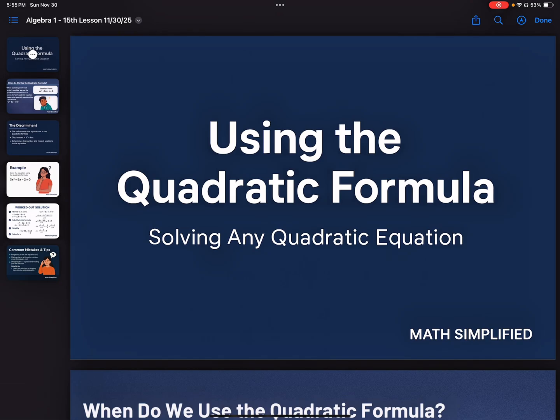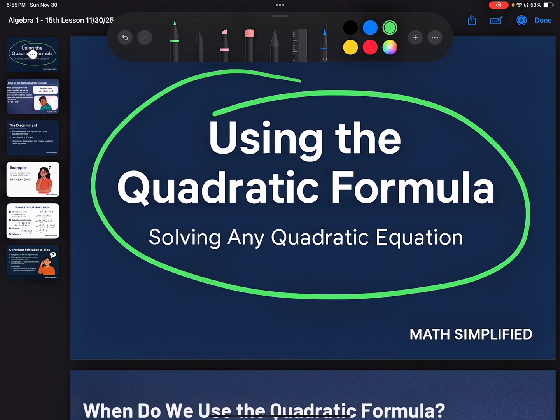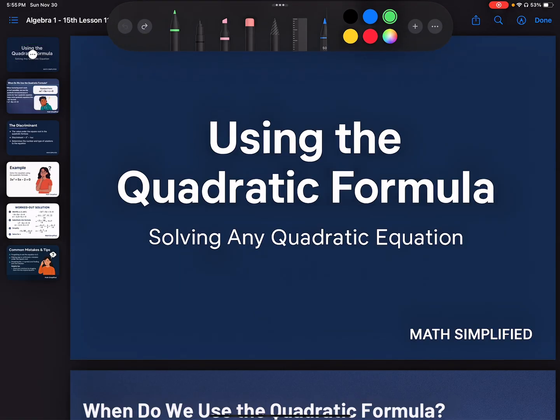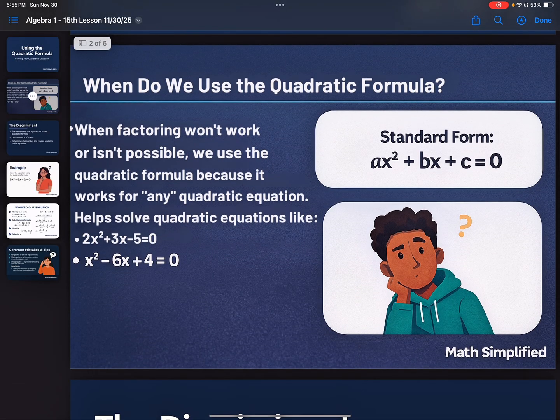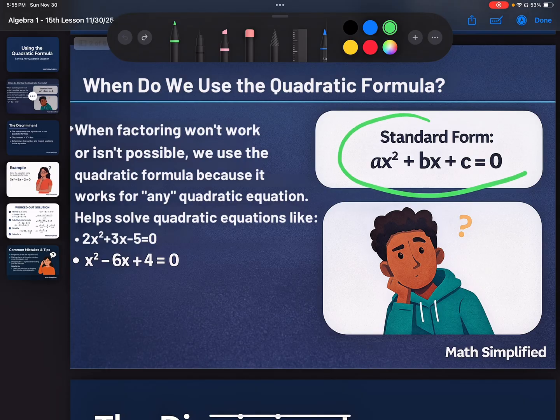Today we'll be using the quadratic formula to solve any quadratic equation. So when do we use the quadratic formula? This is the standard form, by the way, of a quadratic. When factoring won't work or isn't possible, we use the quadratic formula because it works for any quadratic equation. It helps solve quadratic equations like 2x squared plus 3x minus 5 equals 0, and x squared minus 6x plus 4 equals 0.